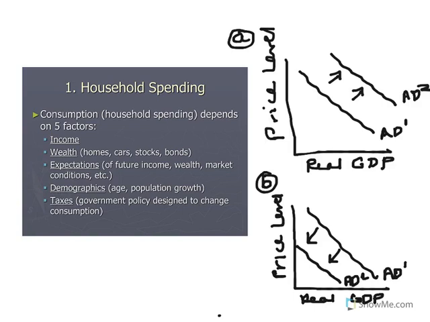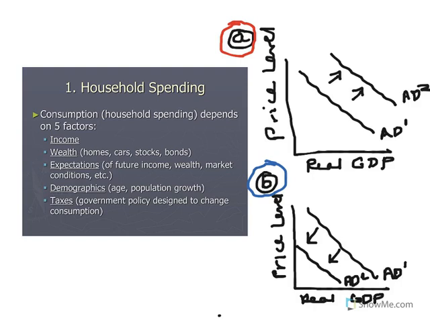Now you'll notice here that I've drawn 2 different graphs to the side of the slide. So when we're looking at graph A up here, again, both graphs are the same. They're both looking at the relationship between the price level and real GDP. And then, of course, I have the aggregate demand curve drawn there. Graph A is illustrating what it would look like if there was an increase in aggregate demand, whereas graph B down here is illustrating what it would look like if there's a decrease in aggregate demand. So again, very simply put, if there's an increase in aggregate demand, your curve is shifting to the right, and if there's a decrease in aggregate demand, it's shifting to the left.